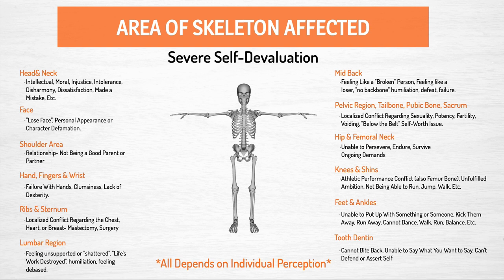The pelvic region, the tailbone, the pubic bone, and the sacrum tend to be more localized conflict regarding sexuality, potency, fertility, voiding, something like hemorrhoids. You could develop a self-devaluation regarding that. Something that hits below the belt, a self-worth type of issue. The hips and the femoral neck have to do with being unable to persevere, endure, or survive ongoing demands.